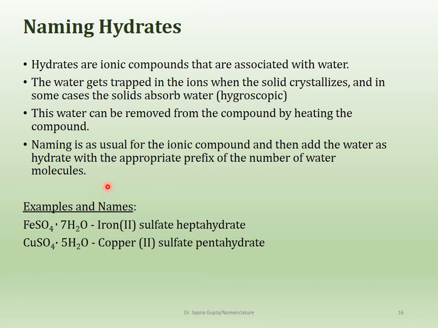You still have the name of the compound, and then you add the water, okay, in there with the appropriate prefix. So for example, iron sulfate, which is iron 2 sulfate, but then you have 7 waters associated with it, so you call it heptahydrate. Look at the formula here. This dot over here is kind of in the middle. It's not like a period, which means it's not sitting at the bottom of the sentence. It's actually in the middle.